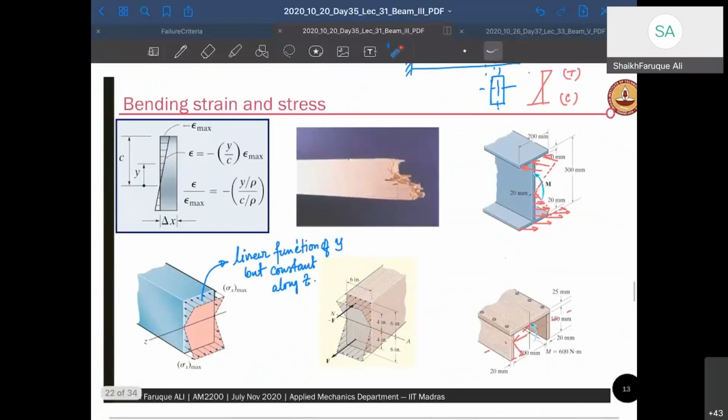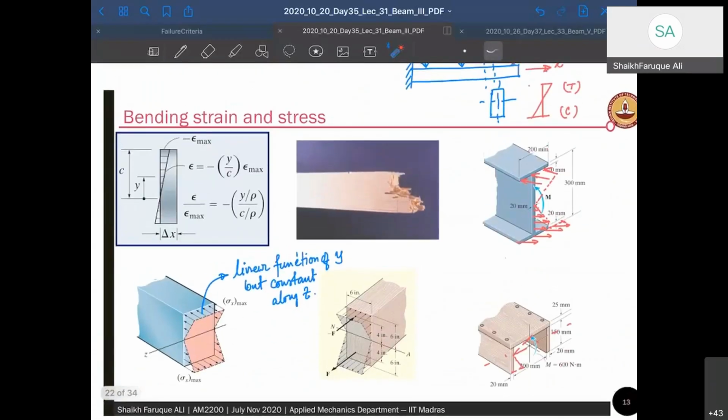So you can see if you bend a piece of wood, you will see a failure like this. The failure clearly tells the stress has been like that, right? You had a straight line here before, which has become something like this. It clearly tells there was compression on one side and tension on the other side. Okay, so this is what I was telling.